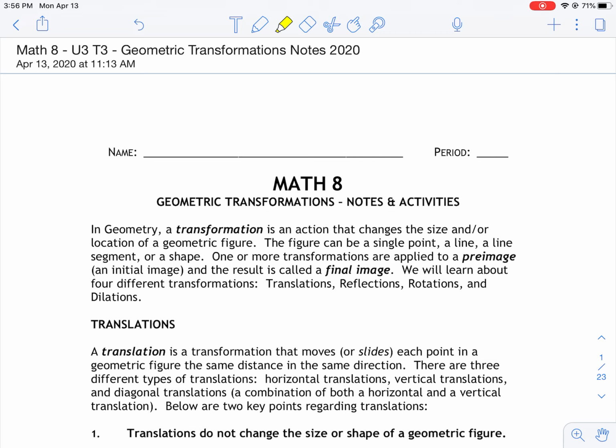The transformation or transformations, as we're going to learn later on, are performed on a preimage. Now, the preimage is just an initial image. Okay, it's the image that we start with, or the picture that we start with, and then the end result of the transformation is called the final image. Okay, the four transformations we're going to learn about are translations, reflections, rotations, and dilations.